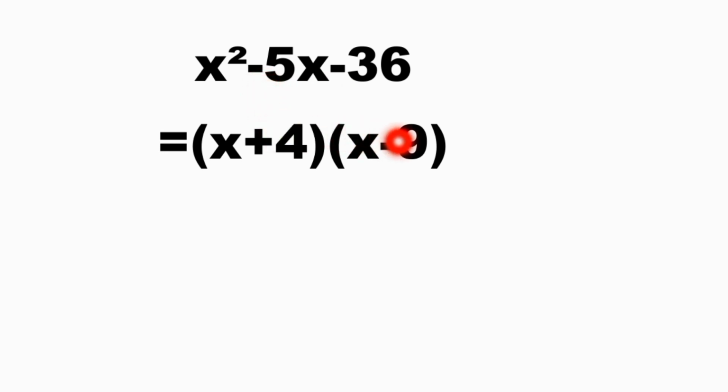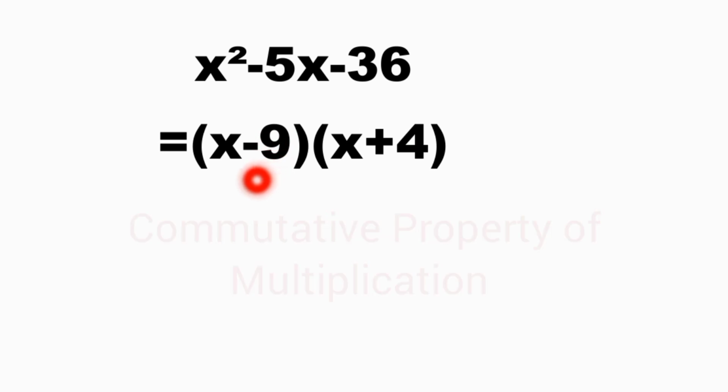The negative factor must have the greater absolute value than the positive. And you can also interchange, since multiplication follows the commutative property of multiplication.